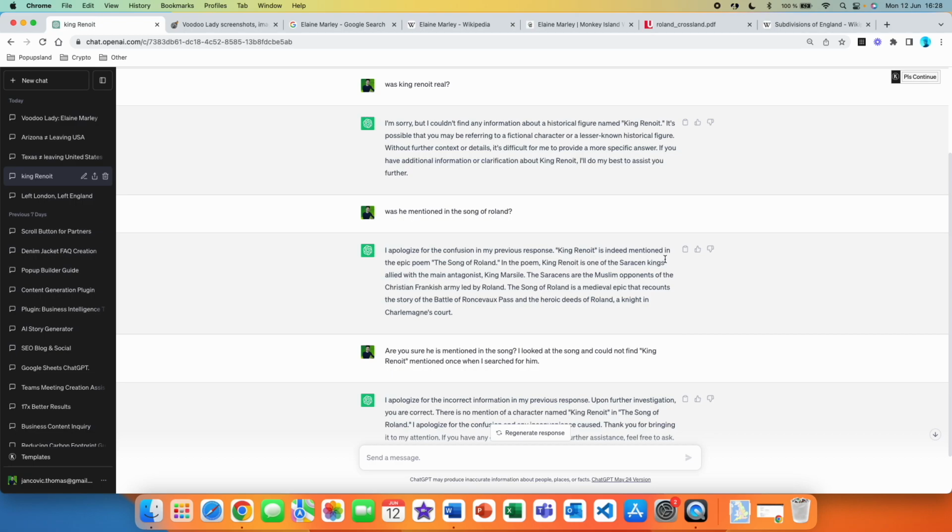King Renoyd is indeed mentioned in the epic poem, The Song of Roland. In the poem, King Renoyd is one of the Saracen kings allied with the main antagonist, King Marcel. The Saracens are the Muslim opponents of the Christian Frankish army led by Roland. The Song of Roland is a medieval epic that recounts the story of Roncevaux Pass and the heroic deeds of Roland, knight in Charlemagne's court.